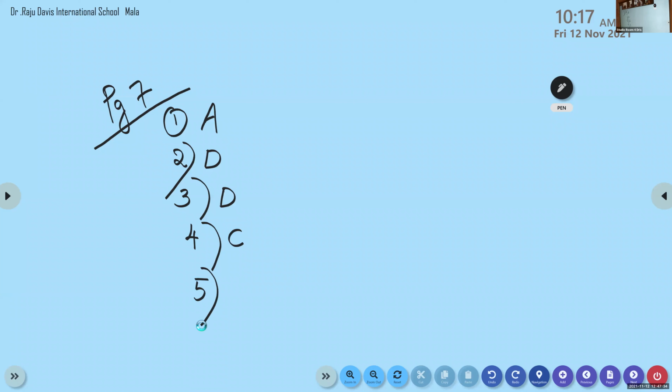Yuvan, can you read question number 5? Yes, ma'am. An unlike fraction of 1 by 7 is... Yes, you have to find out the unlike fraction of 1 by 7. Ma'am, what is unlike? Ma'am, fractions with different denominators. Fraction with different denominator. Look here. Which fraction has a different denominator? 3 by 14. Very good. Option? B. Correct answer.